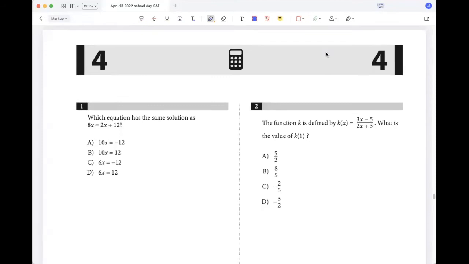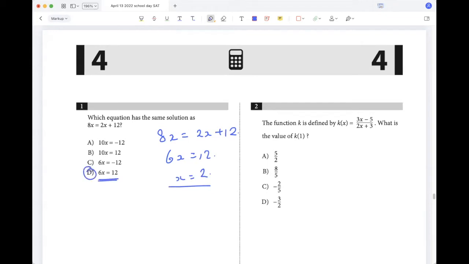Question 1. Which equation has the same solution as 8x = 2x + 12? So 6x is 12, so x is 2. And 6x is 12, so option D.